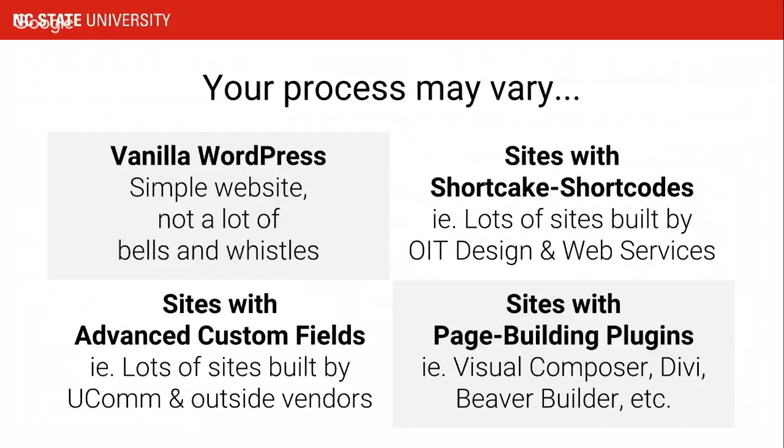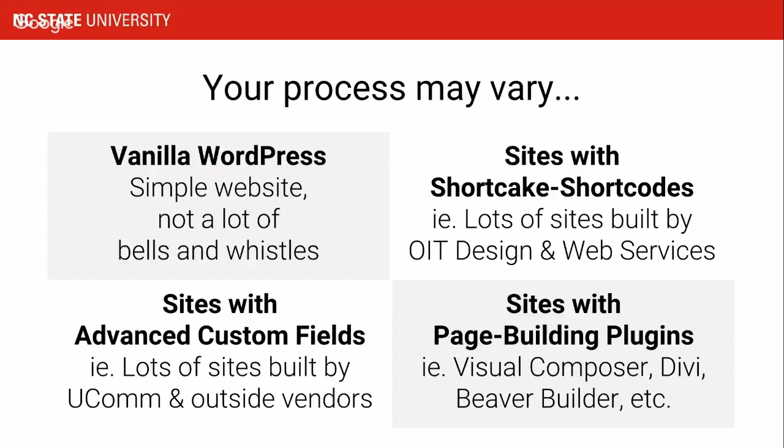The next level up would be sites that use lots of shortcodes or lots of shortcake powered shortcodes. So again, shortcake is that shortcode preview tool that I mentioned earlier. A lot of websites that are built by our team and OIT use this tool. Then you have sites that are built using advanced custom fields. So those are the pages that have those special modules that you keep adding modules and they stack on top of each other to build your template. University Communications uses this tool a lot, as do a lot of outside vendors, and OIT has used it a number of times as well.